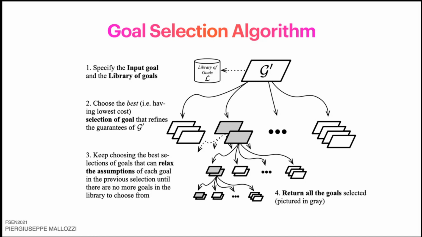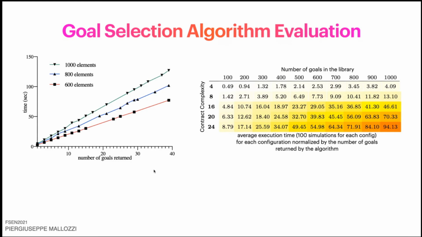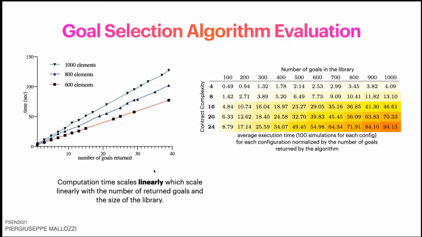The evaluation shows quite good results, because it scales linearly with the number of returned goals and the size of the library, thanks to our greedy approach. Here we perform some evaluation with randomly generated libraries, measuring the size of the library and the complexity of each goal in the library, where the complexity is the number of clauses in the assumptions and guarantees. Then soundness is proved by the SMT solver, and completeness is proved by the fact that we search over the entire library that we have at our disposal.